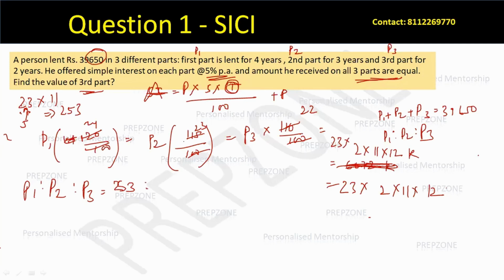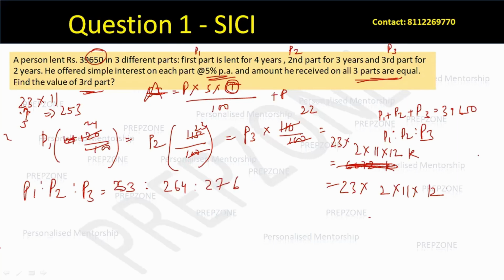P2 कितना है? 23. So you will divide 23 from the right hand side. कितना आएगा? 132 into 2, which is 264, is to P3. P3 में क्या करना है? 22 divide करना है. Then it is 23 into 12, which is 230 plus 46, which is 276. So this is the ratio that you have calculated.